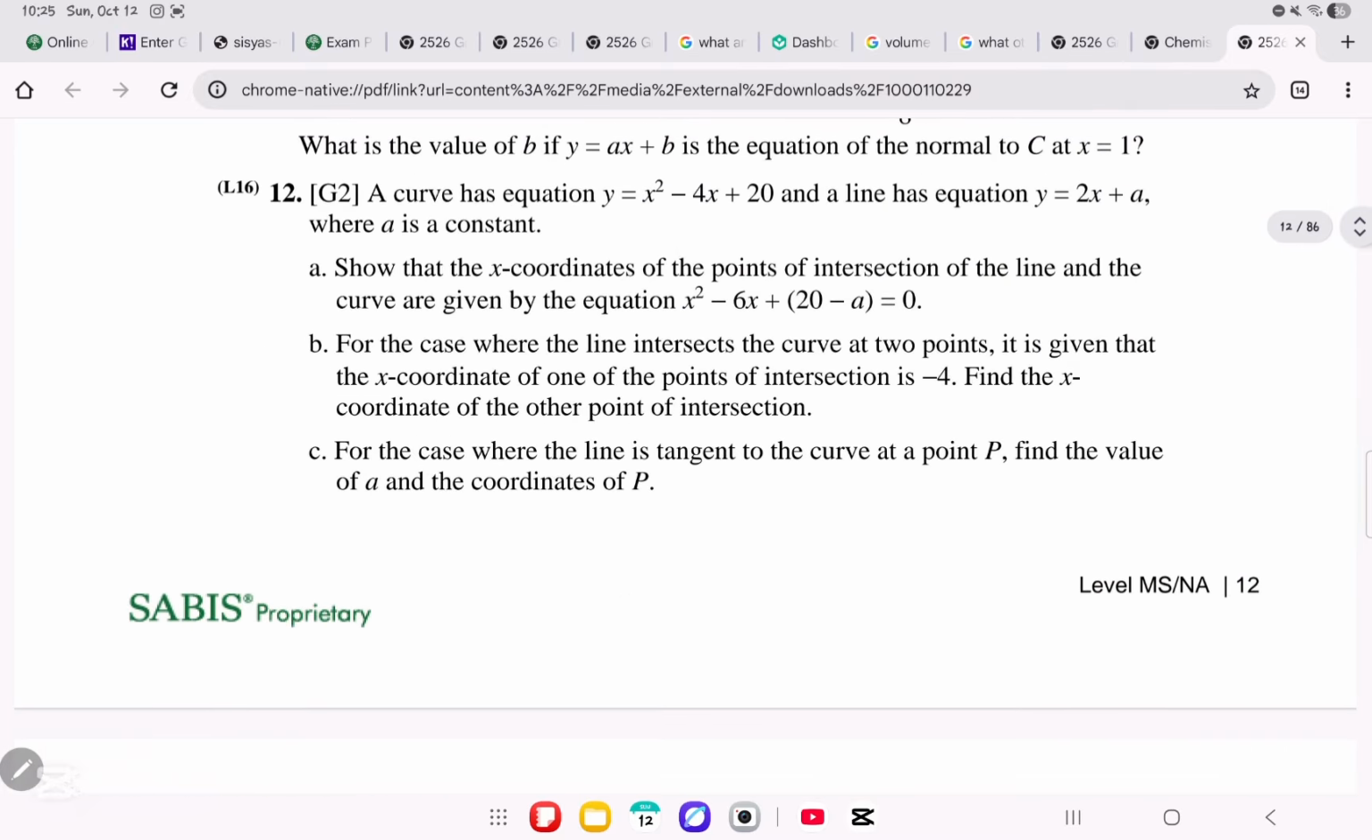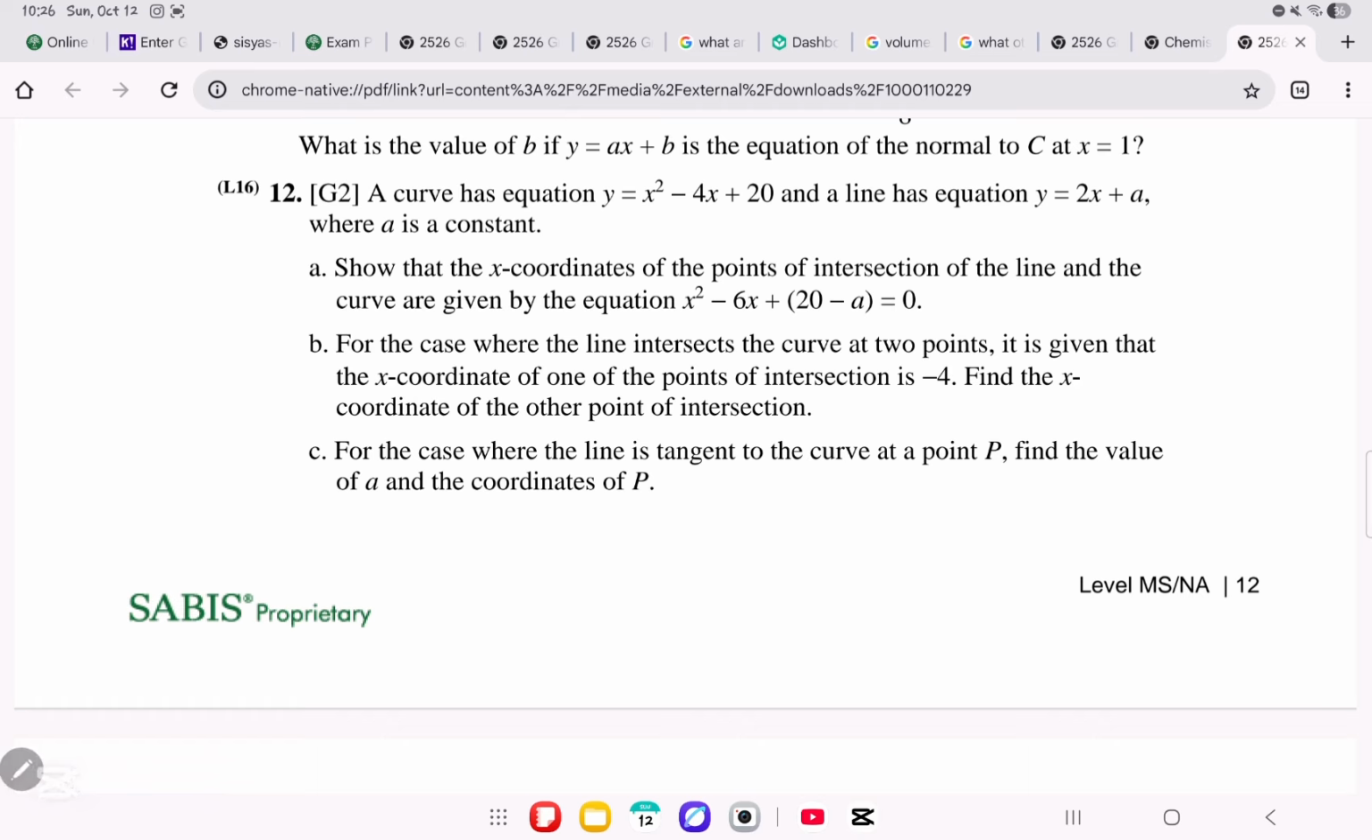Let's move on to CQD 12. A curve has equation y equals x squared minus 4x plus 20, and the line has equation y equals 2x plus a, where a is a constant. Show that the x coordinates of the points of intersection of the line and the curve are given by the equation x squared minus 6x plus 20 minus a.